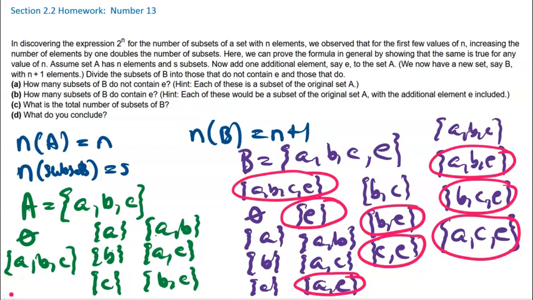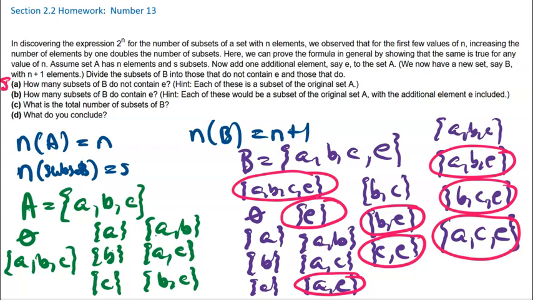Okay, question A. How many subsets of B, so we're looking over here to the right, do not contain E? In our particular problem, that's 8. There are 8 subsets that do not contain E. But 8 is also the number of subsets that we have in our original set, and so the answer to that is S. So the answer to question A is there are S subsets that do not contain E. Now it's 8 in our problem, but it's S for what they're asking.